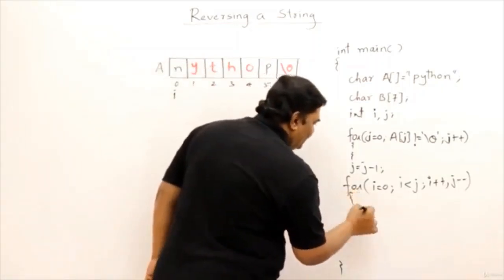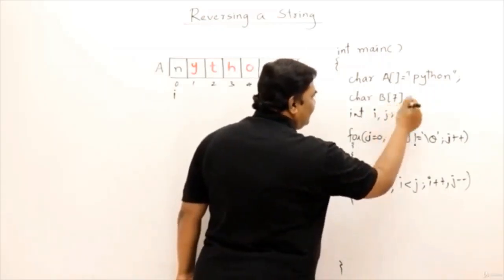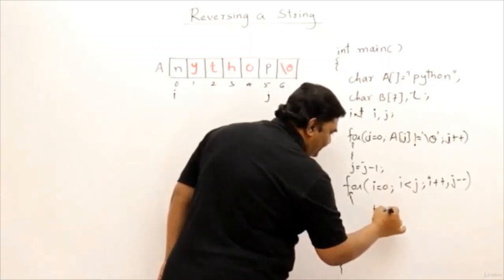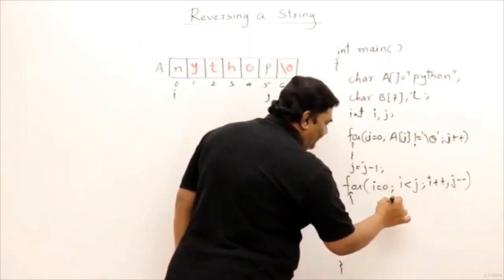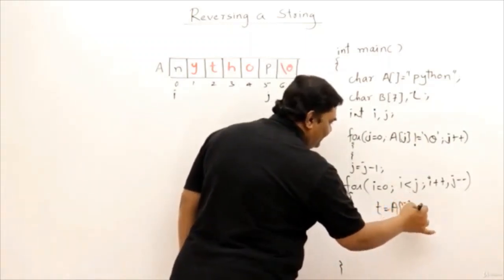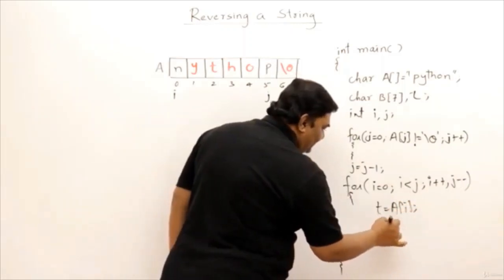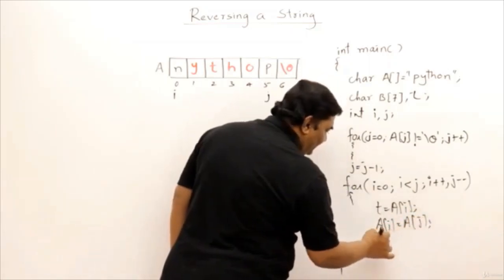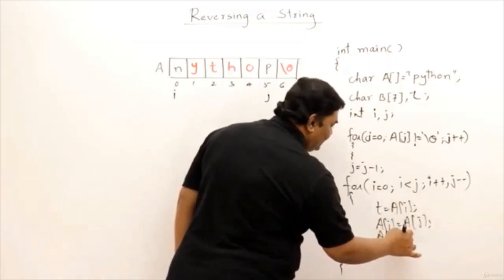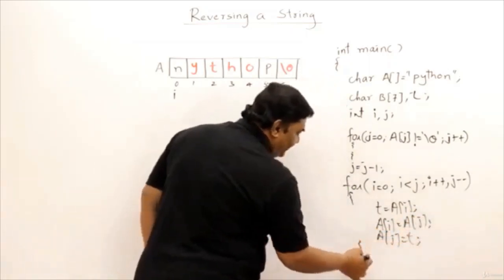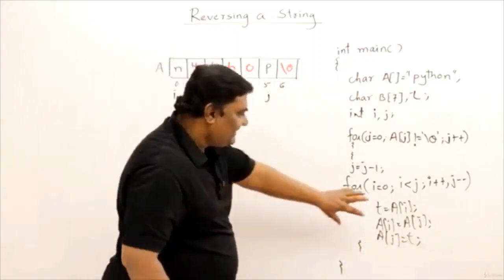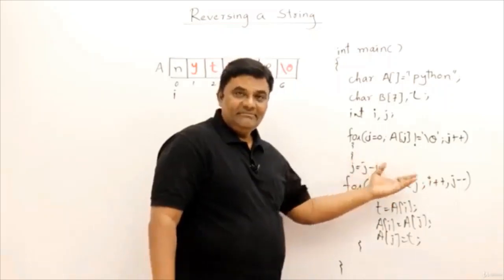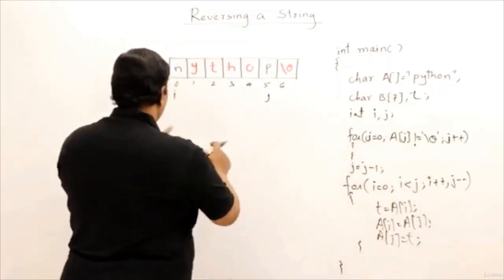So for swapping, I need some variable. So let us take a character type variable t, and with the help of this t we will exchange. A of i value is exchanged with A of j. So first of all take it in t, then A of i assign A of j, right? Then A of j assign with t. So this for loop will exchange the two alphabets and increment i and decrement j. So let us do it.